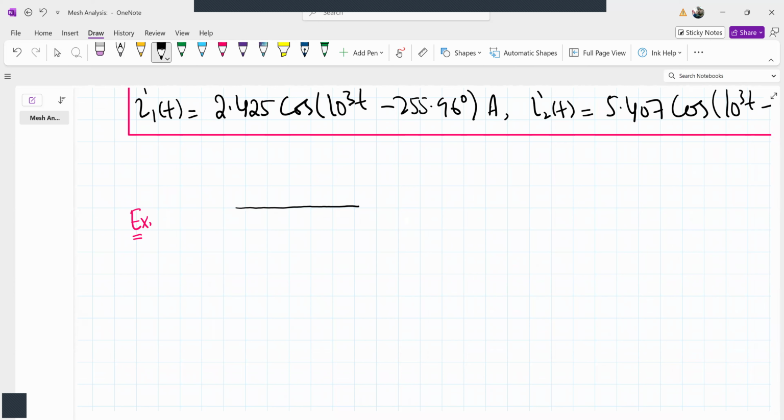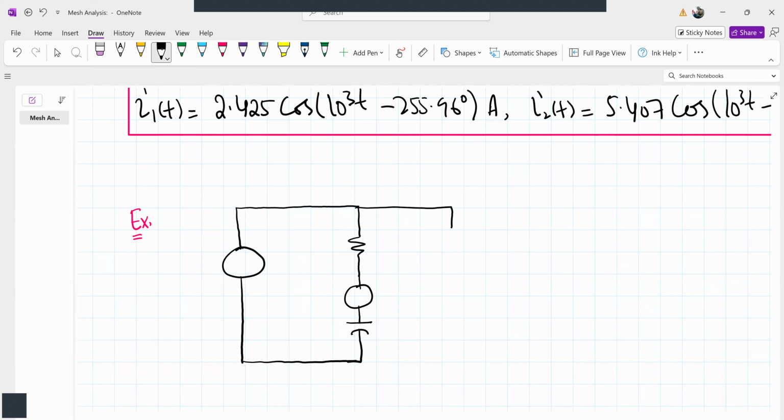Let's say we have a mesh circuit like this. This is a resistor. Then there is a current source here. Then there is a capacitor. And then there is an inductor here. And there is one more branch here. So there is a resistor here. And there is one more resistor here.